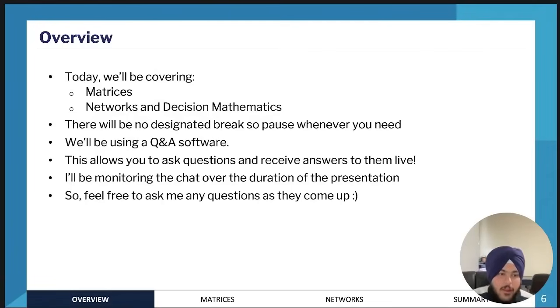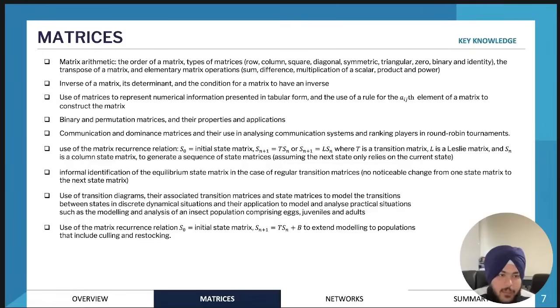Okay, so today we'll be covering basically matrices and networks. However, there will be no designated break, so pause whenever you need, or if you're watching the live lecture, you can also use the Q&A software to ask questions, and I'll be monitoring the chat, so I'll be reading the questions as they come up. Okay, so let's get started with the first topic.